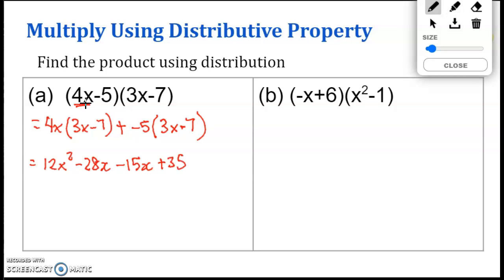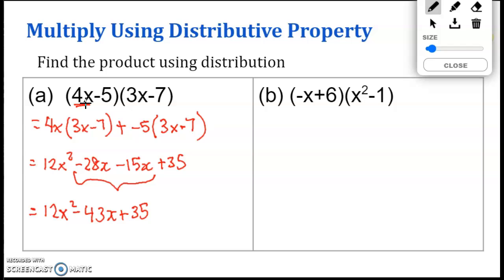And then from here again, I have some like terms, don't I? Okay, so there are no x squared terms, so that 12x squared stays as it is. And then negative 28x minus 15x. Negative 28 minus 15 is, okay, so that's going to be 43. Adding 28 plus 15 is 43. So it's going to be negative 43x, and then plus 35.